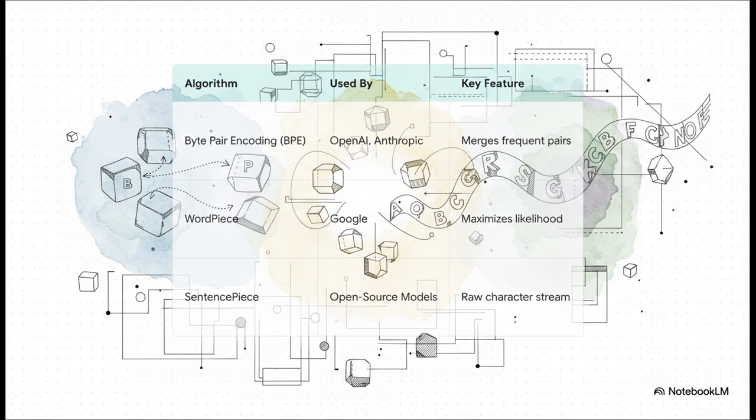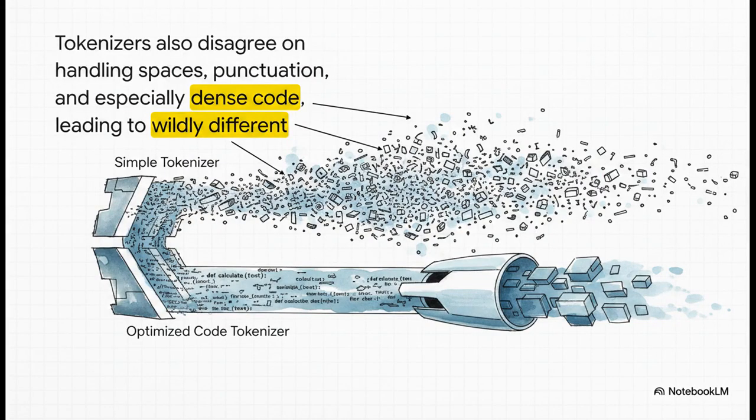But the statistical rules they use for making those cuts are fundamentally different. And it's not just about the words. It's about everything else in between. How do you handle a space or a comma? This becomes a massive headache when you're working with code, which is just full of special characters. A tokenizer that hasn't seen a lot of code will break it into tons of tiny, inefficient tokens, while one that's optimized for code will be way, way smarter about it.